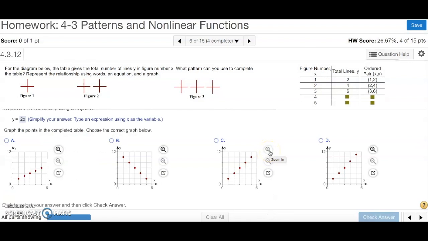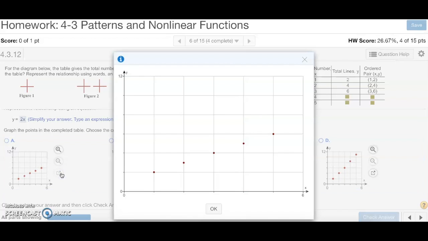Now my graph we know is going to be linear and increasing, so we know it can't be B because that's decreasing. To determine which of A, C, and D it is, we've got to look at each graph and determine our scale. So the way to do this, count the number of dashes, 1, 2, 3, 4, 5, and 6, and divide it by the top number. So 12 divided by 6 is 2, so each dash is going up 2. So 2, 4, 6, 8, 10, and 12.